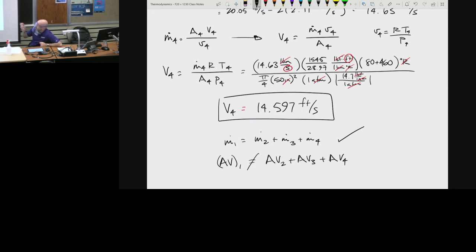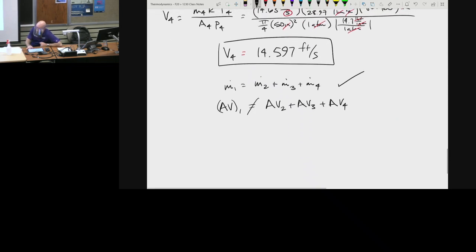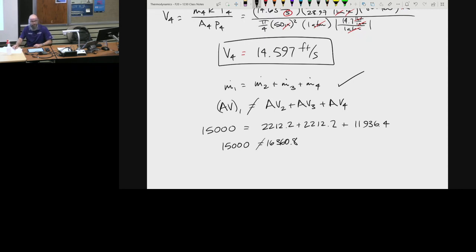That's not true, and let's just look at the numbers. I did some of these calculations for us. We had 15,000 coming in. The volumetric flow rates at 2 and 3 were 2212.2 plus 2212.2. And if you use this velocity at 4 and multiply it by the area at 4, you would get 11,936.4. So you end up with 15,000 is equal to 16,360.8, and that is not equal to each other.